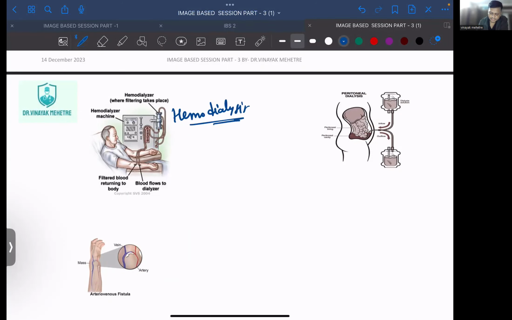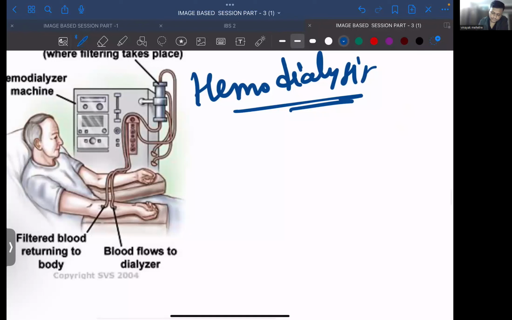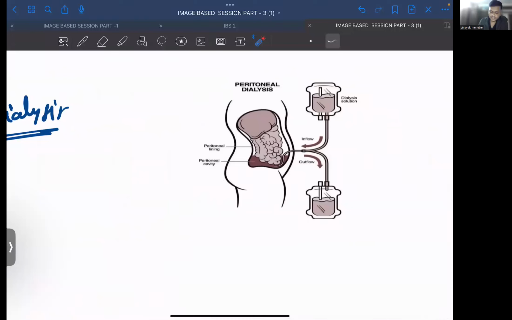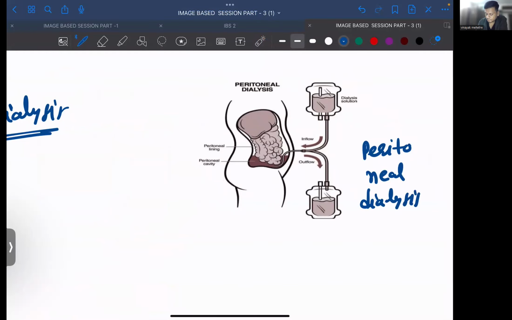You would have seen a patient attached to a machine, right? And the second one is called peritoneal dialysis.